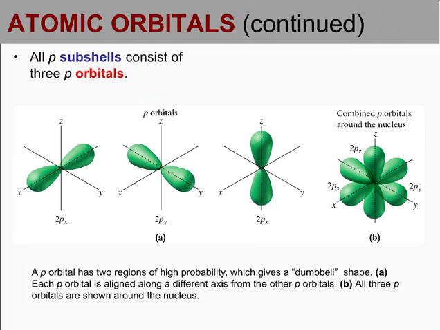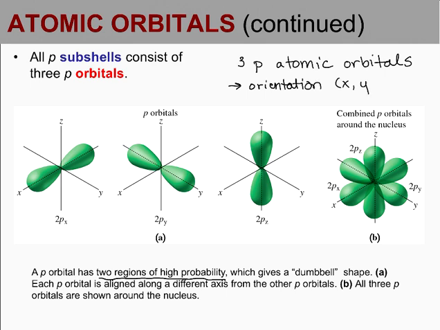Now p subshells look a little different. They look like a figure 8 or a dumbbell. And a p orbital has 2 regions of high probability. Now remember that there are 3 p atomic orbitals. So the reason we have 3 atomic orbitals in a p subshell is each of those atomic orbitals are facing in different directions. So it has to do with the orientation. X, Y, or Z.